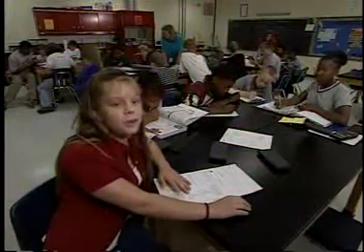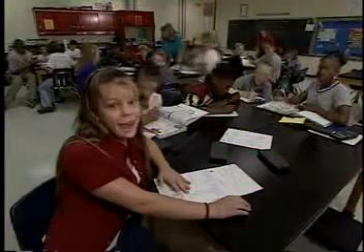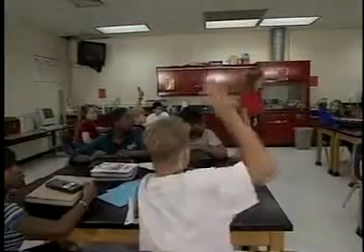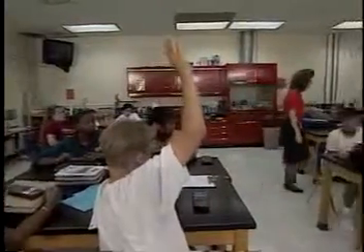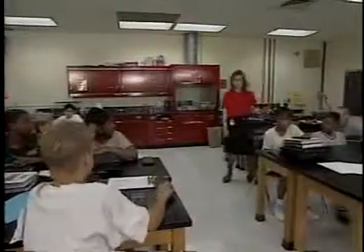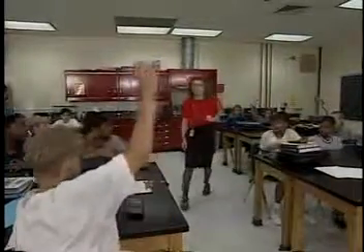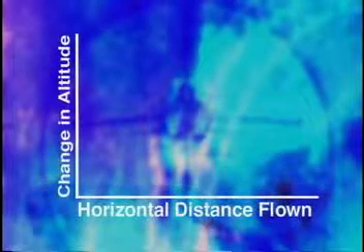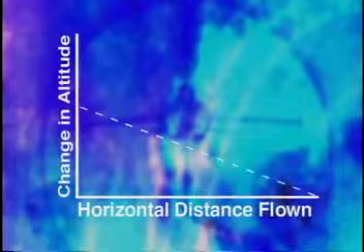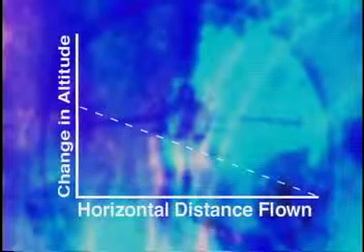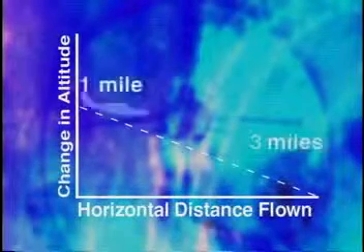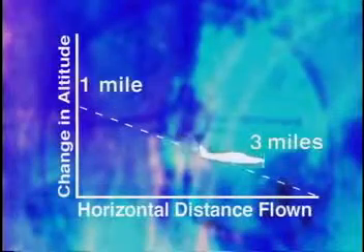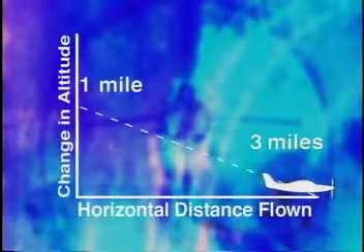Hi, we're students from Jones Magnet Middle School in Hampton, Virginia. We were asked to investigate the glide ratio for different model airplane designs to determine which design provides the best glide ratio. The glide ratio of a plane describes the forward distance flown per drop in altitude in the absence of power and wind. For example, a 3-to-1 ratio means that if you are 1 mile up, you better be within 3 miles of the airport.